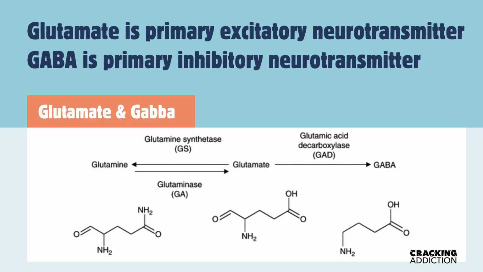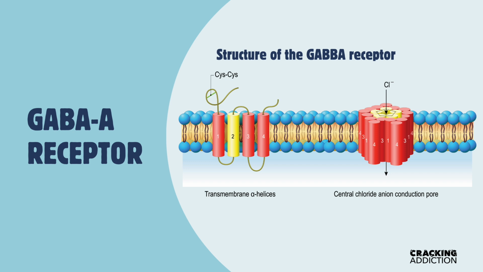Now, we need to think about GABA in the context of glutamate. So glutamate is the primary excitatory neurotransmitter, and GABA is the primary inhibitory neurotransmitter. There's a chain of metabolic reactions that converts glutamine, an amino acid, to glutamate, and then glutamate to GABA. So they're all basically the same structure with minor alterations. And GABA, an inhibitory neurotransmitter, is derived from glutamate, an excitatory neurotransmitter, by the action of an enzyme, glutamic acid decarboxylase.